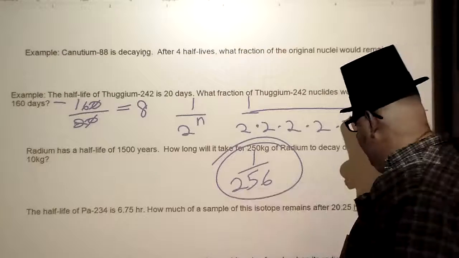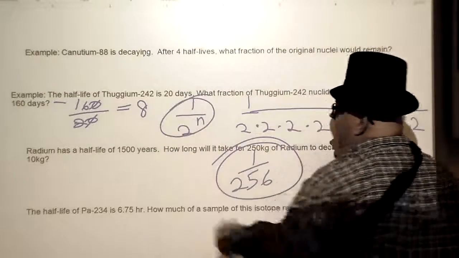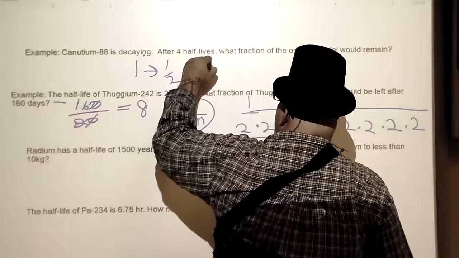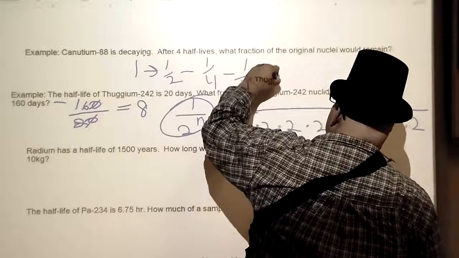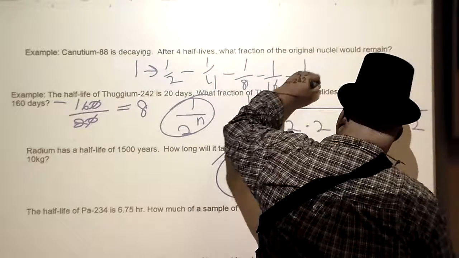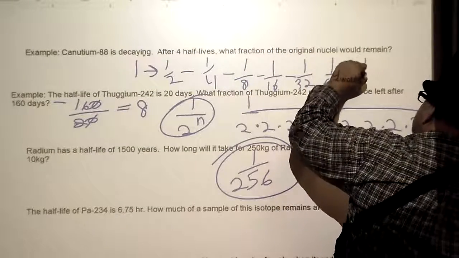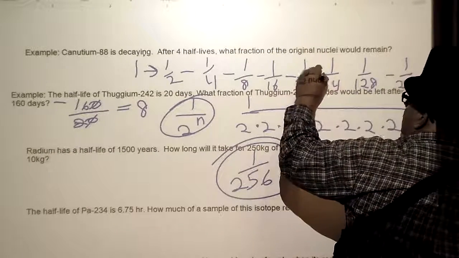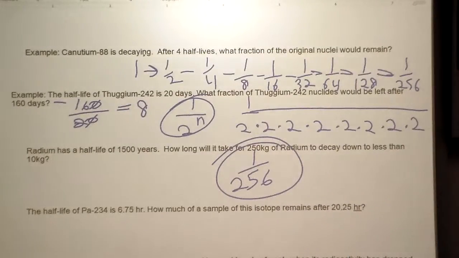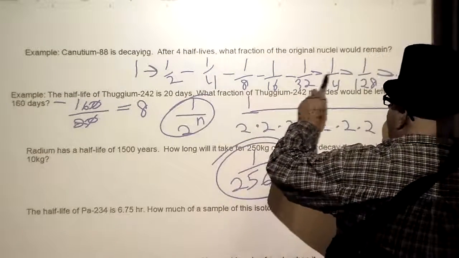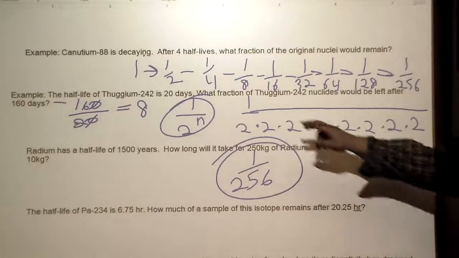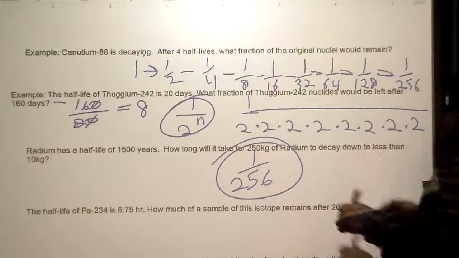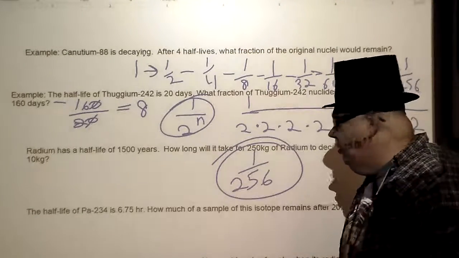Now, could you go ahead and do this another way? If you didn't know this formula, could you do this another way? Yes. You can go from 1 to 1/2 to 1/4 to 1/8 to 1/16 to 1/32 to 1/64 to 1 over 128 to 1 over 256. So you still will come out with the same answer. You're going 1, 2, 3, 4, 5, 6, 7, 8. So this is one way to do it, and this is another way to do this. Whichever way works for you.